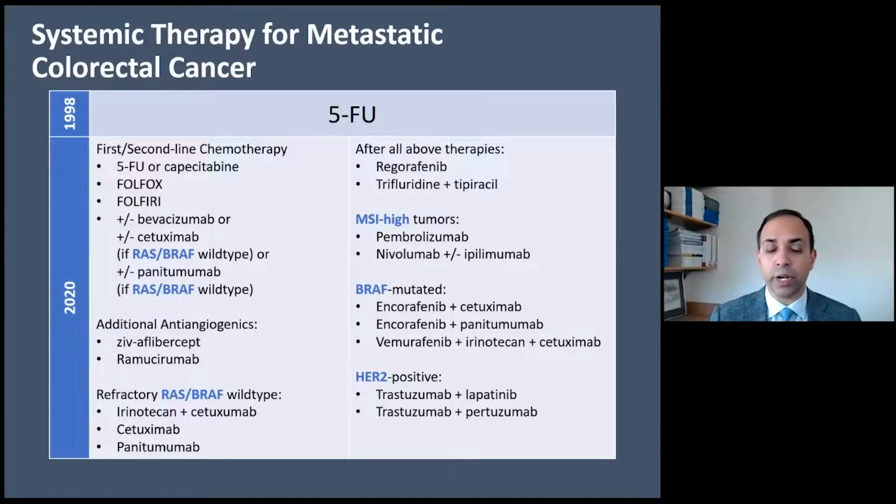Now, in 2020, there is a broad range of systemic therapies available, as well as a number of biomarkers that have been identified that help guide treatment. And currently, the median overall survival for a patient diagnosed with metastatic colorectal cancer is over 2 years.